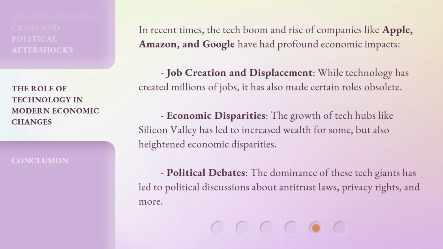In recent times, the tech boom and rise of companies like Apple, Amazon, and Google have had profound economic impacts. Job creation and displacement. While technology has created millions of jobs, it has also made certain roles obsolete. Economic disparities. The growth of tech hubs like Silicon Valley has led to increased wealth for some, but also heightened economic disparities. Political debates. The dominance of these tech giants has led to political discussions about antitrust laws, privacy rights, and more.